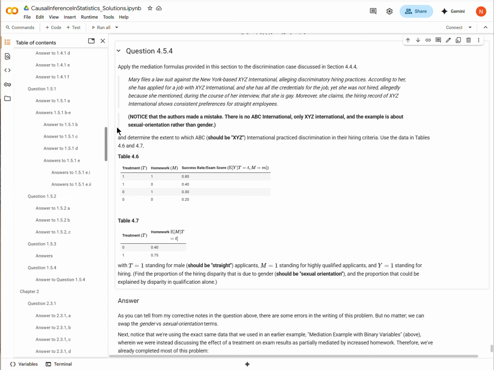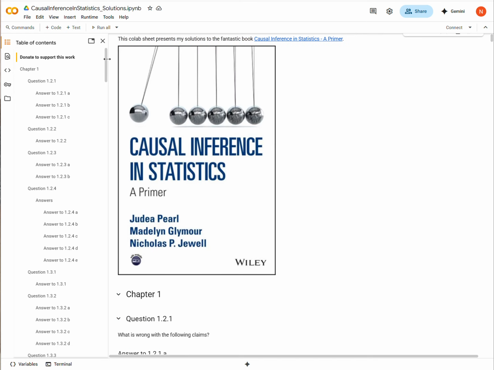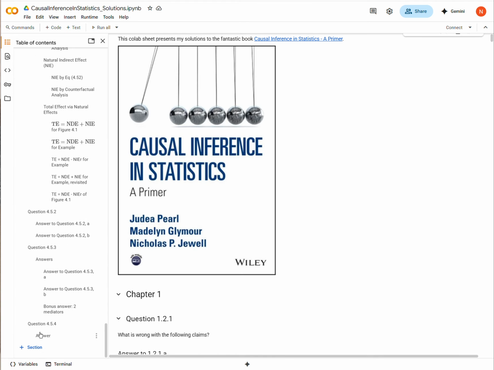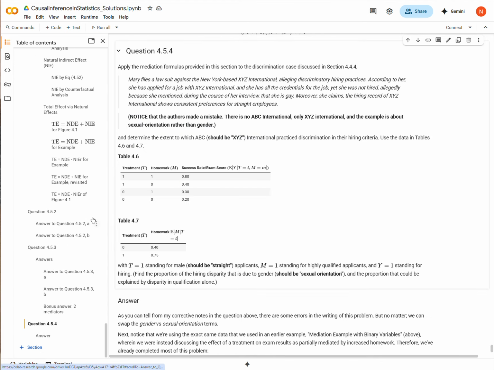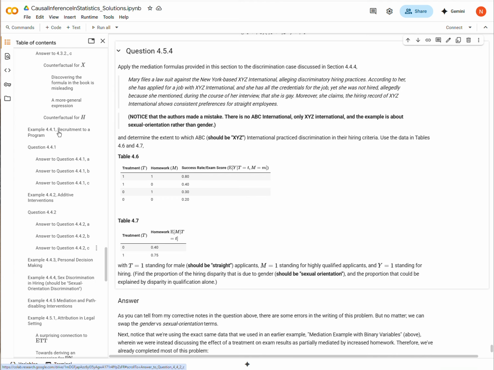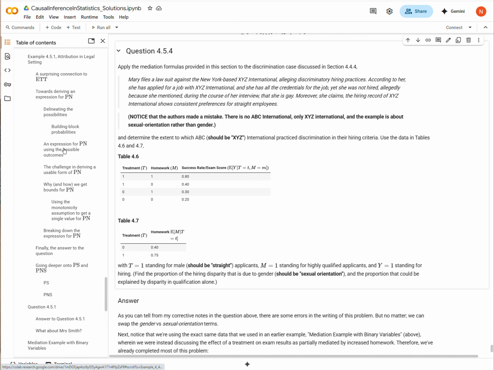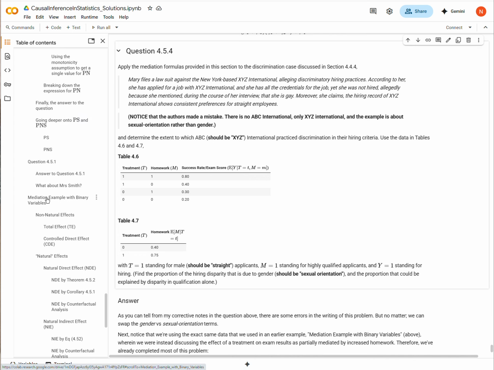This is Causal Inference in Statistics. And we are on the very final question of the entire book, Chapter 4, dealing with counterfactuals. Chapter 4 lays out a couple of major uses of counterfactuals. One of those, in the first part of the chapter, deals with attribution, and this latter part has been dealing with mediation.